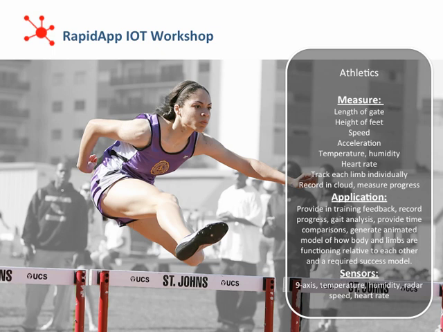So the application that could be used would be to give feedback from training to the coach as well as to the athlete, record progress over time, do gait analysis, provide time comparisons between the one training session and maybe the session 1 month ago. And it's also possible to generate animated models of how the body and limbs are functioning relative to each other, and a required success model according to which the athlete must be training. So the type of sensors that we would use in an application like this would be sensors including the 9-axis sensors, temperature, humidity, radar speed sensors, and heart rate sensors. And the list obviously goes on.